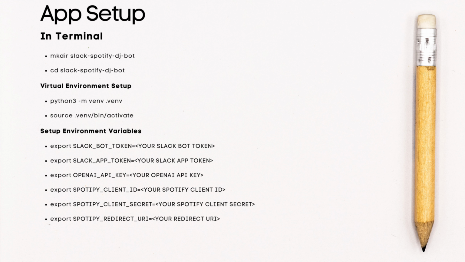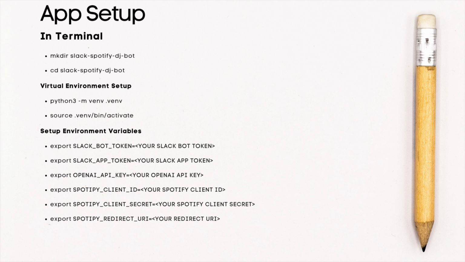All right, so let's get our app all set up. In the terminal, go ahead and make a new directory called Slack Spotify DJ bot, and then cd into that directory. Next up, go ahead and create a virtual environment, and then these are the variables we're going to be using. We're going to need the Slack bot token, which you obtained earlier on, along with the Slack app token. We need your OpenAI API key, which you can obtain from the OpenAI developer website.